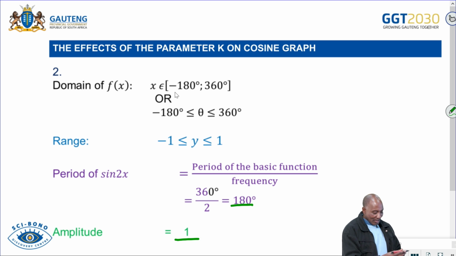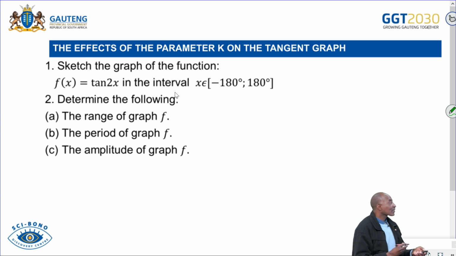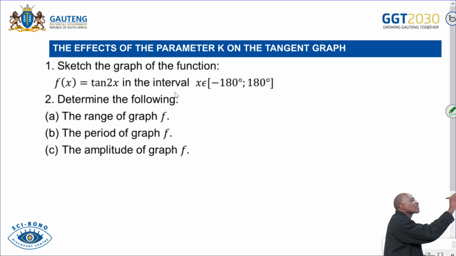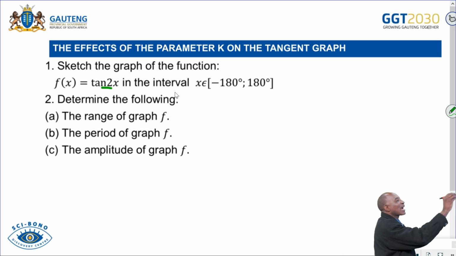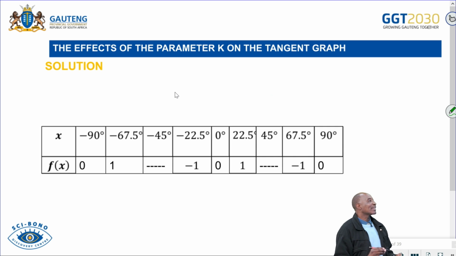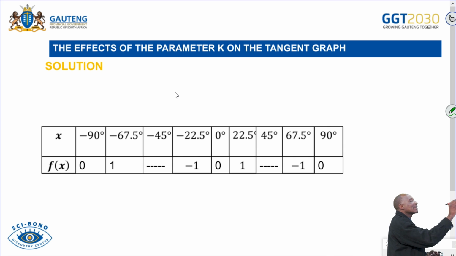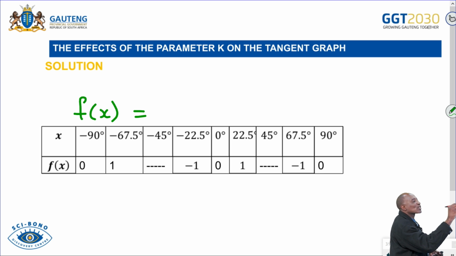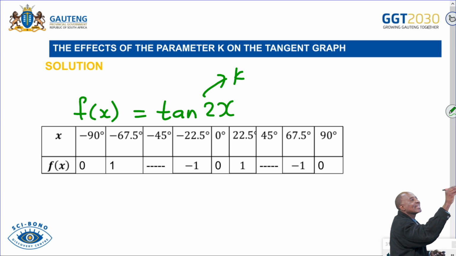Okay. Then likewise with the tangent graph, we have sketched the graph of f of x equals 2 tan 2x. I've introduced my parameter k as a 2, but this time I've chosen an interval of negative 180 degrees to 180. Then my spacing, this time I'll use 22.5 degrees for some reasons. Then we'll have a look at how the graph will behave. That's the tangent one. Again, this is your f of x equals tan of 2x.